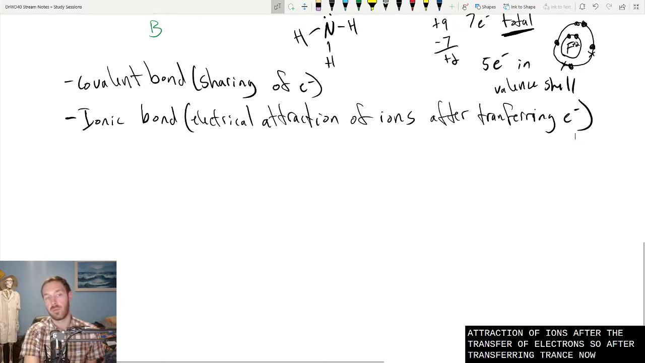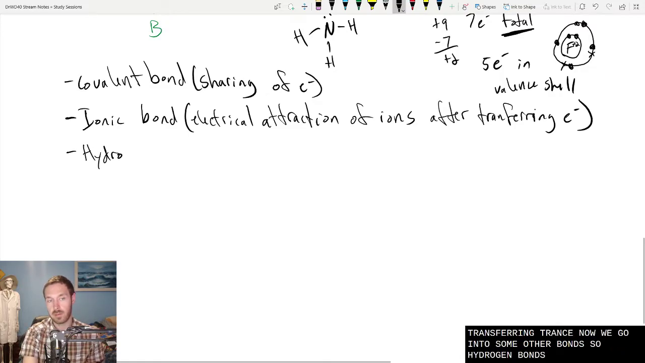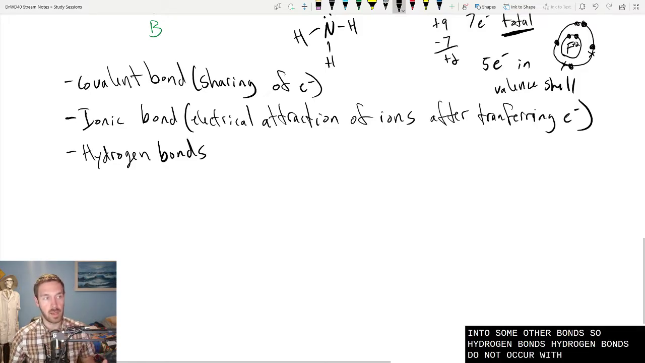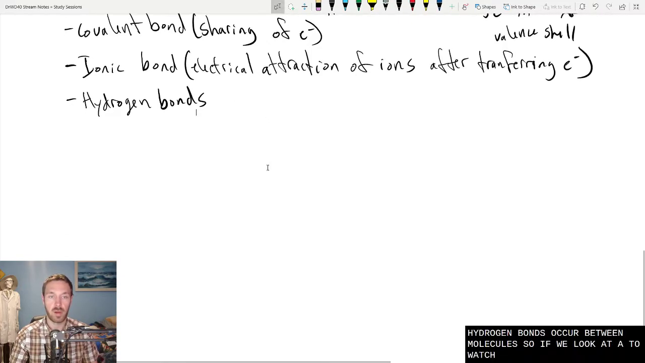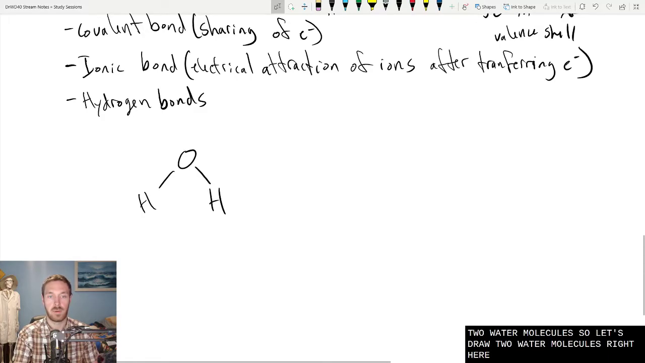Now we go into some other bonds. So, hydrogen bonds. Hydrogen bonds do not occur within atoms. Hydrogen bonds occur between molecules. So if we look at two water molecules, let's draw two water molecules right here. And then this one is going to be flipped.